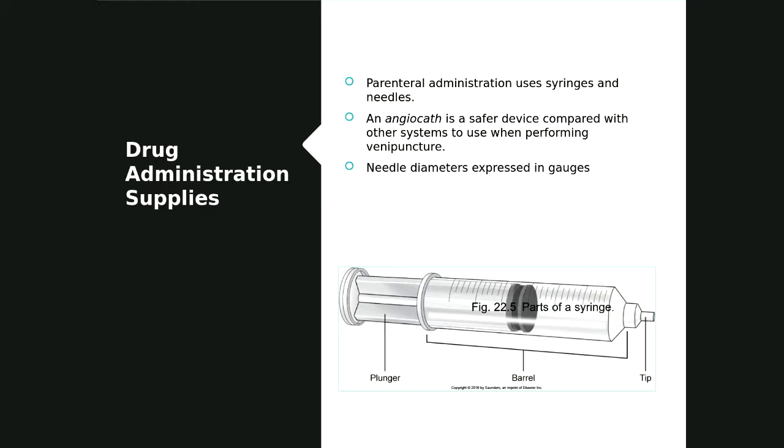This image here is of a syringe. You can see that they have the plunger, the barrel portion of the syringe, and then we have the tip, which typically is where the needle screws on, along with the tubing. So you would fill up the syringe however much is needed, attach the needle with the catheter, and then push the plunger to inject the medication.